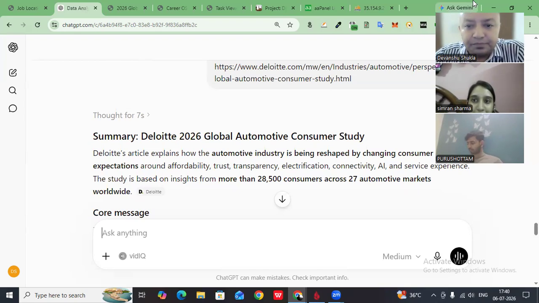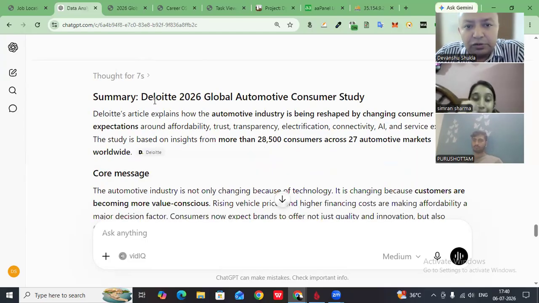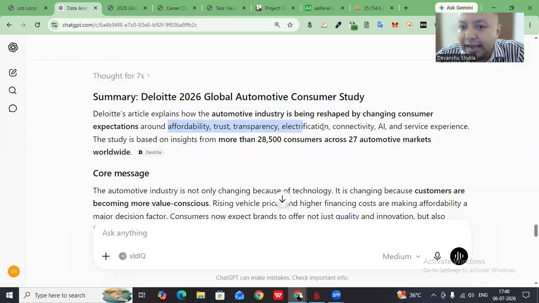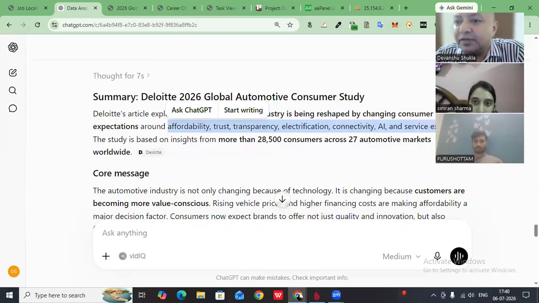Now, see what is happening. What does Deloitte's 2026 global consumer study say? Deloitte's article says how the automotive industry is being reshaped by changing consumer expectations. Which means the automotive industry is being reshaped by changing consumer expectations around affordability, trust, transparency, electrification, connectivity, AI, and service experience. These are some of the problem statements.